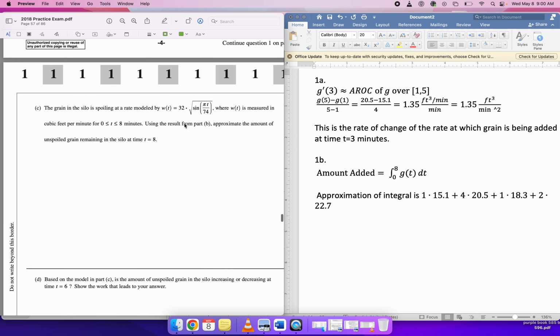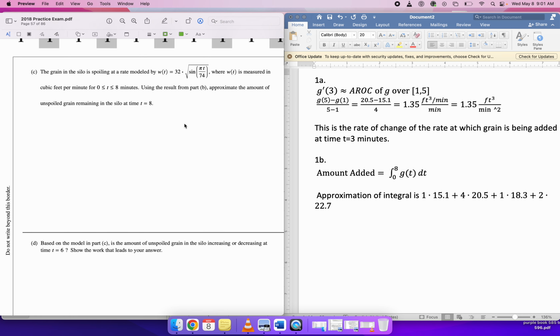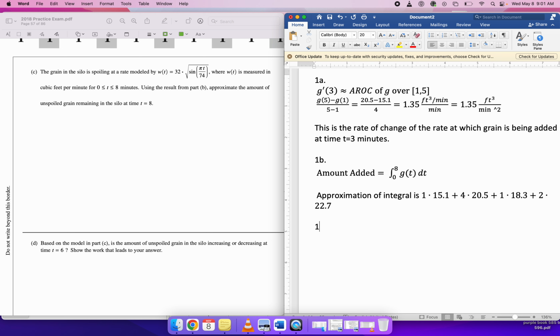Okay, so part C. The grain in the silo is spoiling at a rate modeled by W of t equals blah, blah, blah, where W of t is measured in cubic feet per minute. Using the result from part B, approximate the amount of unspoiled grain remaining in the silo at time t equals 8. So this is the rate at which grain is being spoiled.